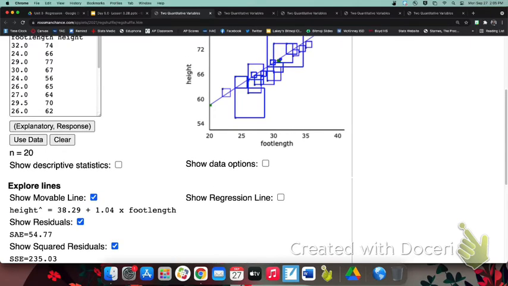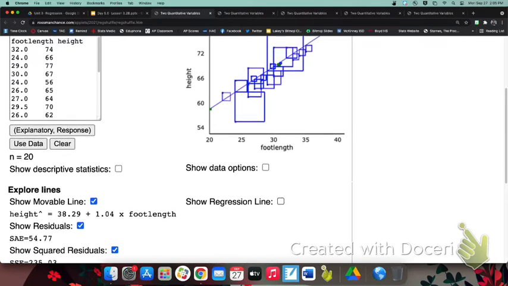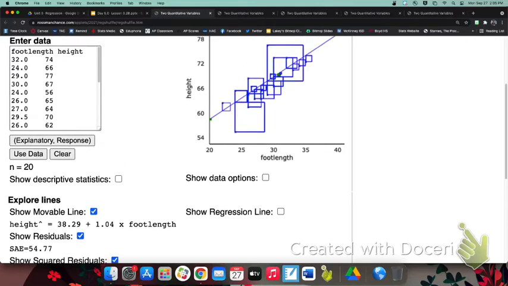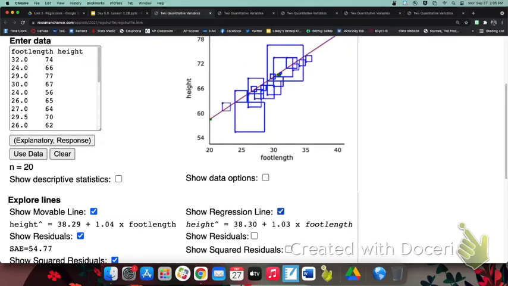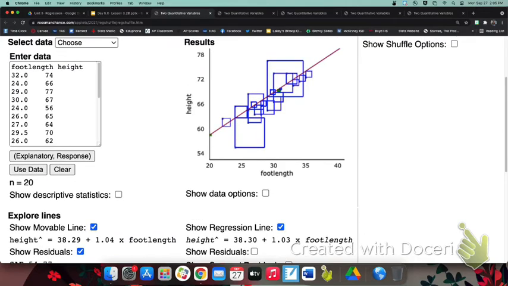Okay, well, I'm going to show you the actual regression line. It's going to show up in red. Let's see how good we did. Boom! We did very well.